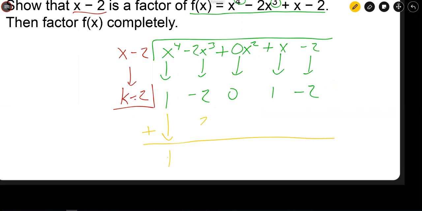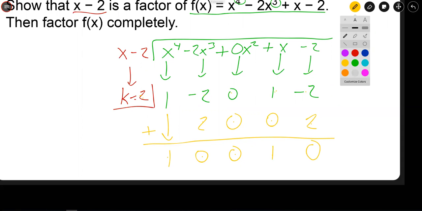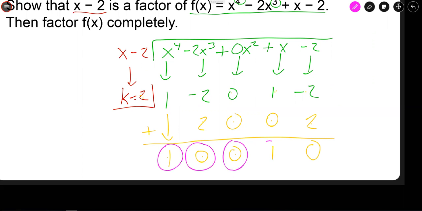Multiply 1 and 2, I get 2. Add -2 and 2, I get 0. 0 times 2 is 0. 0 plus 0 is 0. 0 times 2 is 0. 1 plus 0 is 1. And 1 times 2 is 2. -2 plus 2 is 0. And again, at this point, I've got my quotient and I've got my remainder.